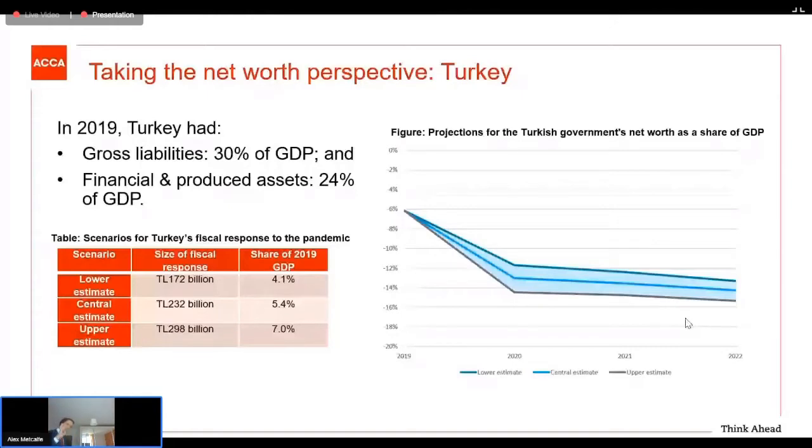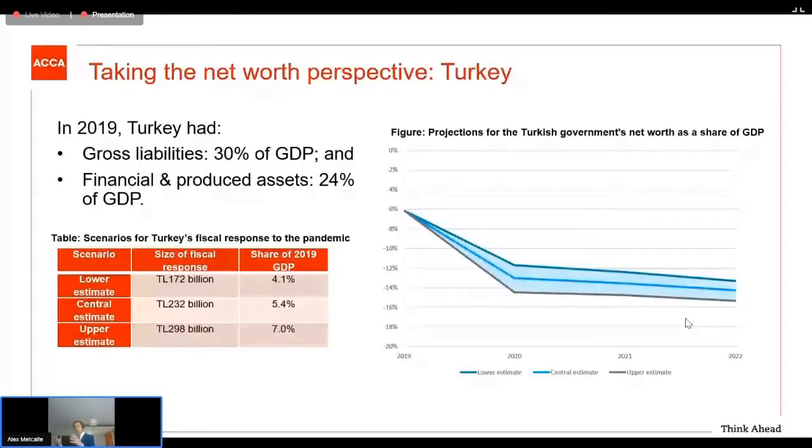On the top left side of this particular example I'm showing you with Turkey, you'll see the 2019 position of gross liabilities as well as financial and produced assets, which results in a slightly negative net worth for Turkey going into this crisis. And then we've used a number of sources to come together to set out scenarios of Turkey's fiscal policy response as one of these examples across the 10 countries in this initial study that we're doing. That's just given the degree of uncertainty that we have in how long this is going to last and what it's going to mean for public sector balance sheets. And you'll see the forecast, given some of the assumptions we have, that goes out to 2022.